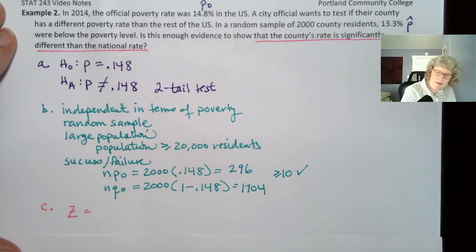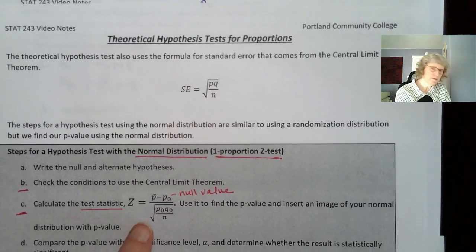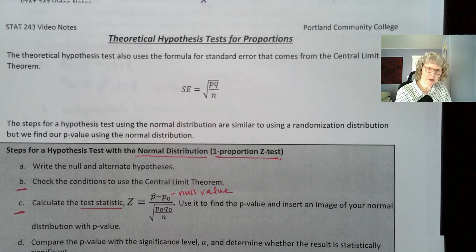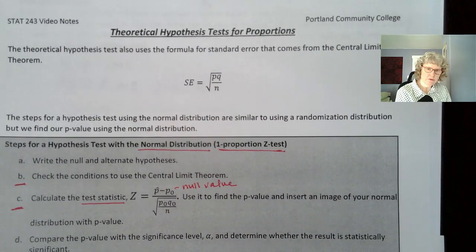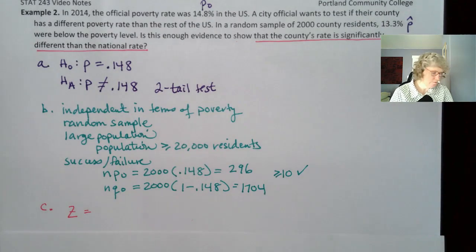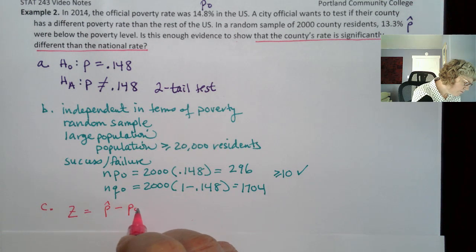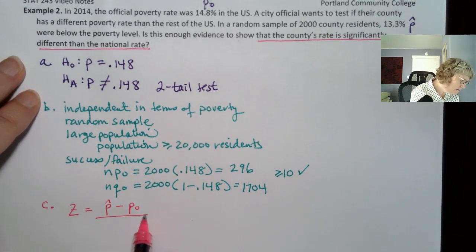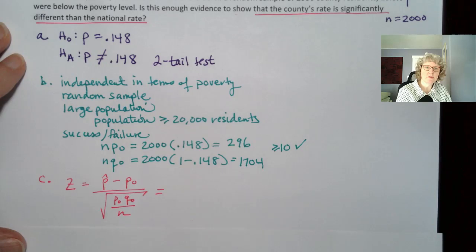Okay, so I'm going to write Z equals, and here's our formula. I'll write it out again. P hat minus P null, or P naught, over the square root of P naught Q naught over N. Okay, let me move this up.